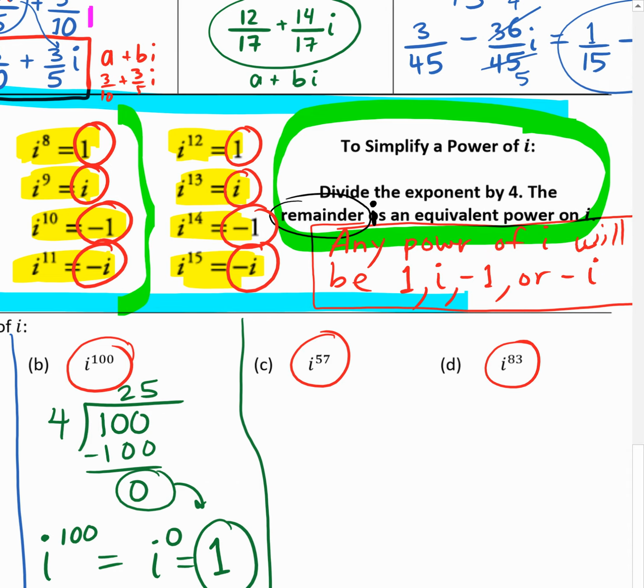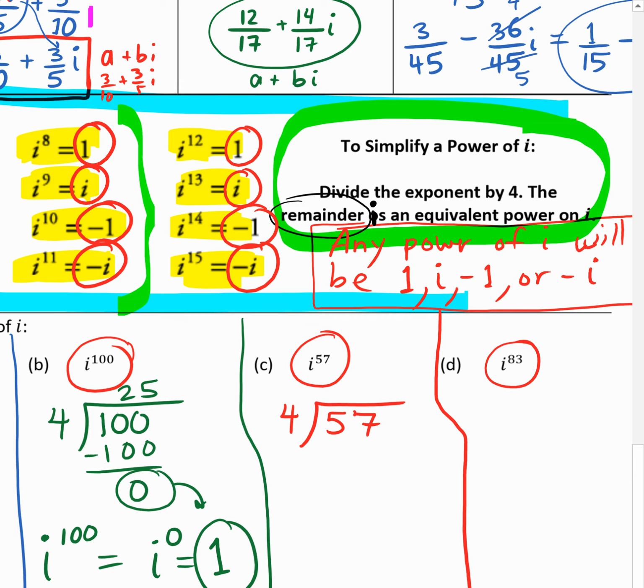So it's weird. There's a lot of things in this section that if you care enough, they make some sense, but if you don't really care, you're just doing a lot of memorizing without really understanding. This is kind of one of those things. If you don't really care, just remember you're dividing the power by 4, and you're grabbing the remainder and throwing it on i, and that's it.